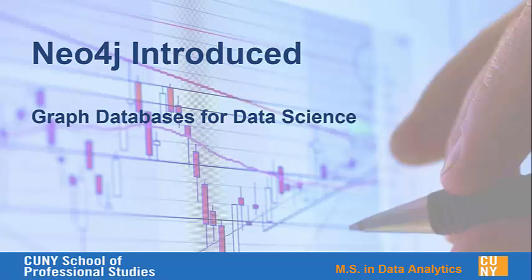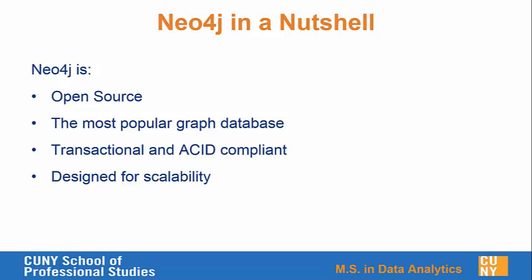In this short video, we'll introduce Neo4j and take a look at a few of the key concepts for working with graph databases. Neo4j, first and foremost, it's important to know that it's open source, which means it's likely to remain readily available into the near future. It's not likely to get locked up behind a vendor. It's currently the most popular graph database in use, and it's designed to be transactional in nature, and it's ACID compliant. It's also designed for scalability, so if you have massive data sets that need to be stored across multiple machines, Neo4j is designed to handle that.